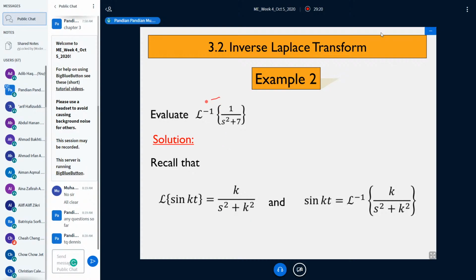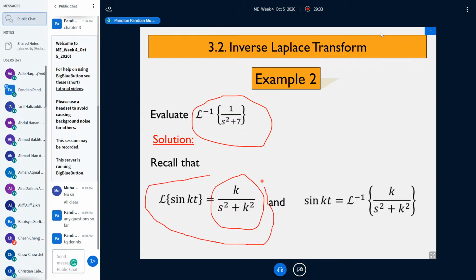Now, inverse Laplace of 1 over s squared plus 7. This one is almost the same as the previous one. This formula comes from sin kt. So you match s squared plus 7: k squared is 7. So what is k? k must be equal to root 7.